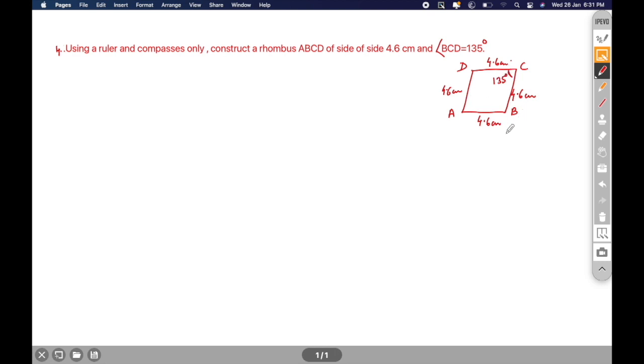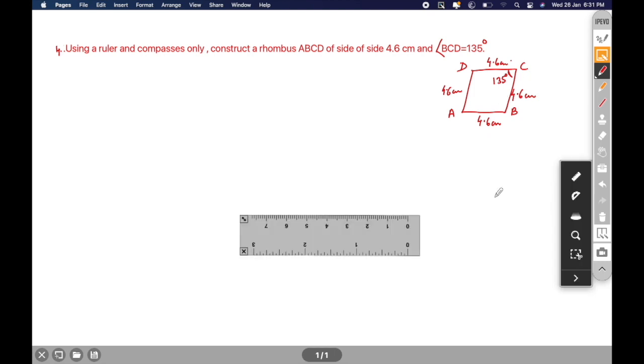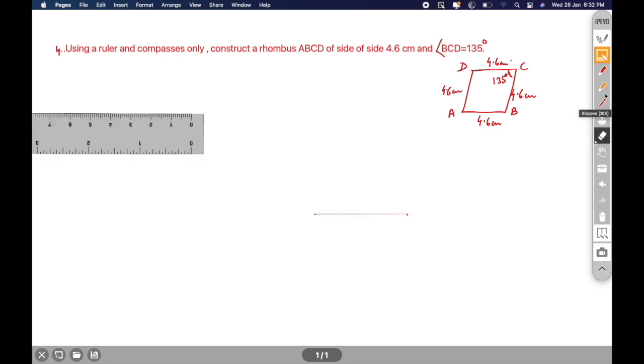So let us begin. First of all, we will draw a line segment of 4.6 centimeter length. So this is 4.6 centimeter length. I'm going to mark this line segment as CD, and at the point C we have to construct 135 degree. The construction of 135 degree has been already explained in my video related to constructions for standard 8. You will find there how construction of 135 degree is done.